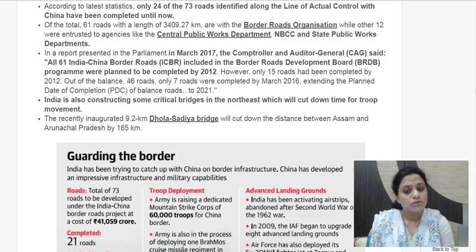So this is there. Also critical bridges in the northeast are being constructed presently, and the most prominent amongst them, which is the longest bridge as such, which we had discussed, the 9.2 kilometer Dhola Sadia bridge, was recently inaugurated by the Prime Minister too. This reduces the distance between Assam and Arunachal Pradesh. So this is regarding the Dhola Sadia bridge too. This is also part of the projects undertaken. Those who have been following current affairs regularly would know about the Dhola Sadia bridge, and even if you don't know, the keywords will give you the full details, so you don't need to worry.